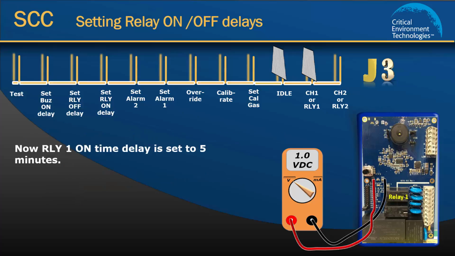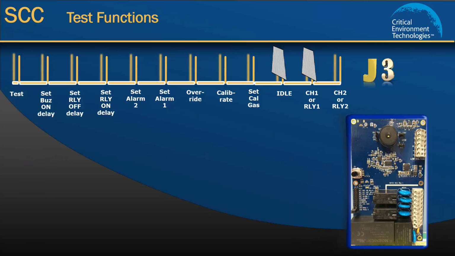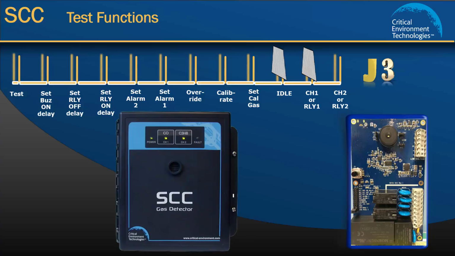Similarly, you can follow the same procedure to set relay off delay by moving the jumper from the idle position to set relay off delay position. Test functions. The test functions procedure enables you to confirm that the hardware is functioning properly, such as the LED lights are working, the buzzer is sounding, and both relays are energizing and de-energizing.